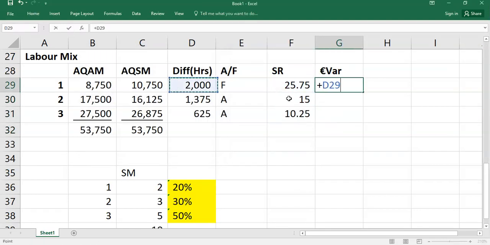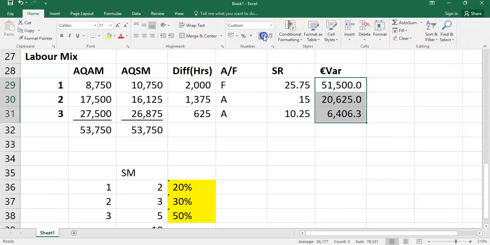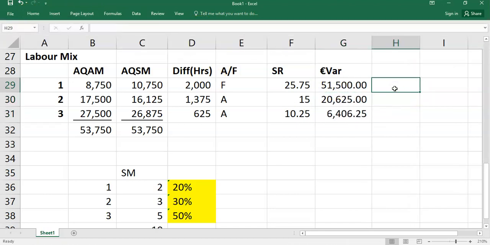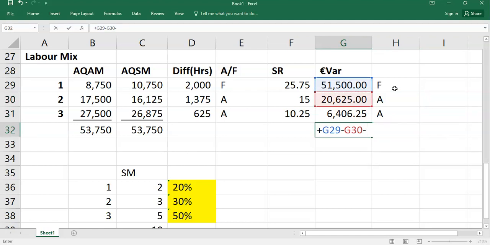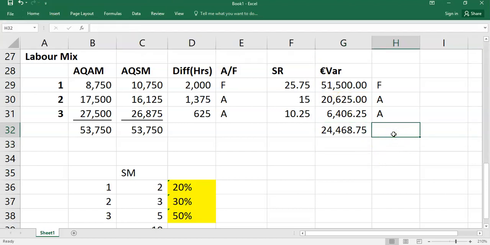And then you multiply the hours difference by the rate, and that gets your variance down along. So just make sure we have those to 2 decimals just to keep it clean. You don't necessarily have to go to 2 decimals, but just to make everything tot up, we'll follow that. If it's favourable in hours, it's favourable in money, and adverse is adverse. So net them off, that comes to a net favourable variance of 24,468.75 favourable. And we call that the labour mix variance.